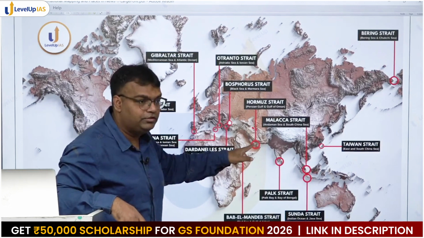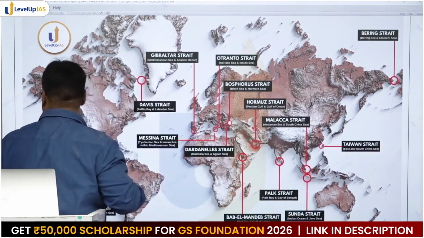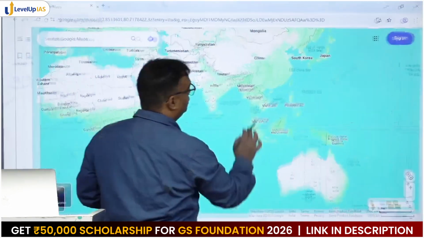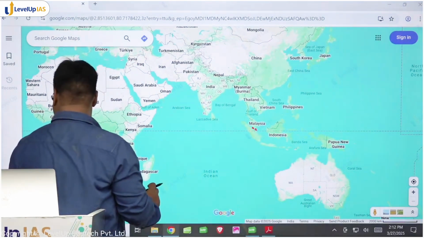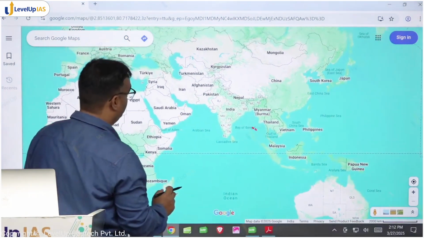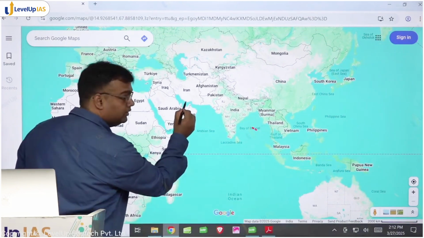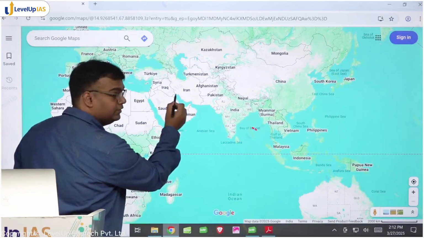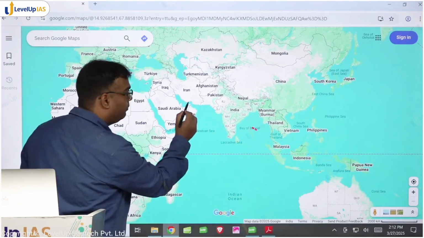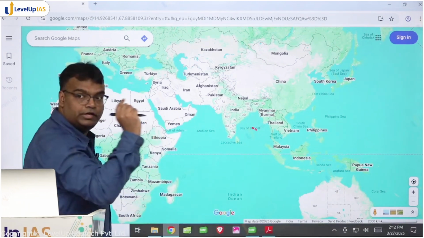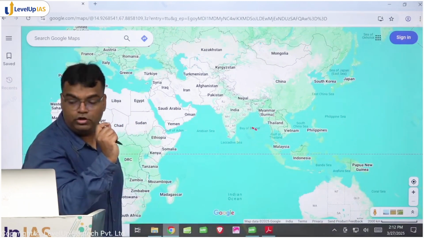Then Hormuz Strait. If I take you to the entire map, if you come here, this part is Hormuz Strait. This is the Persian Gulf, this is the Gulf of Oman. The strait that is connecting the Persian Gulf and the Gulf of Oman, the small narrow water body connecting them, that is what?